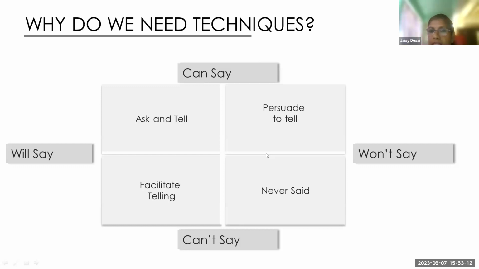And can say and won't say. There are times when the customer withdraws and does not answer. So then you coax them. They know they can say it, but they don't want to say it, so you persuade them to tell. And sometimes they tell, sometimes they don't. Can't say and won't say, there's a whole subconscious that we can't deal with at all, so that's left quiet. So this is why we use projective techniques, to help customers facilitate their whole expressive behavior.